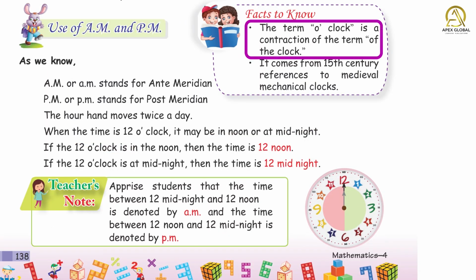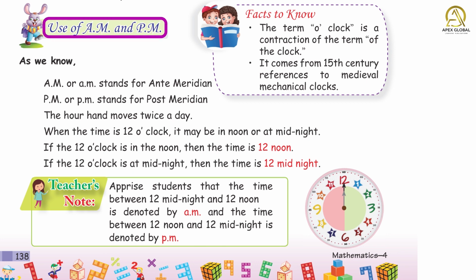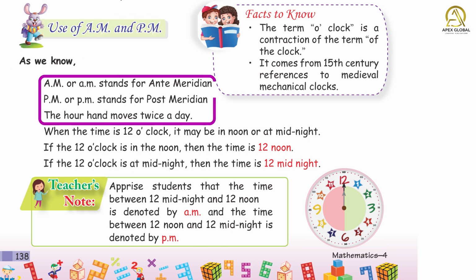The term o'clock is a contraction of the term "of the clock." It comes from 15th century references to medieval mechanical clocks. Use of AM and PM. As we know, AM stands for ante meridiem, PM stands for post meridiem.